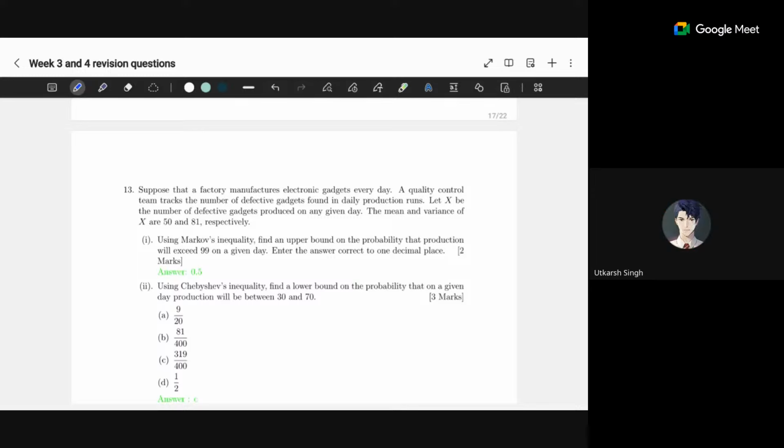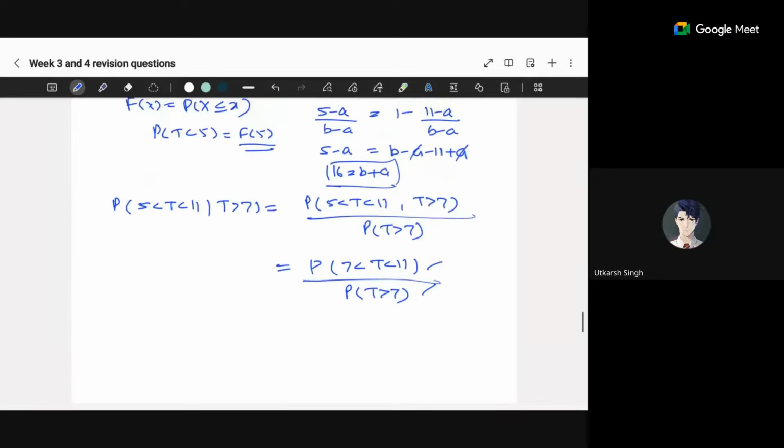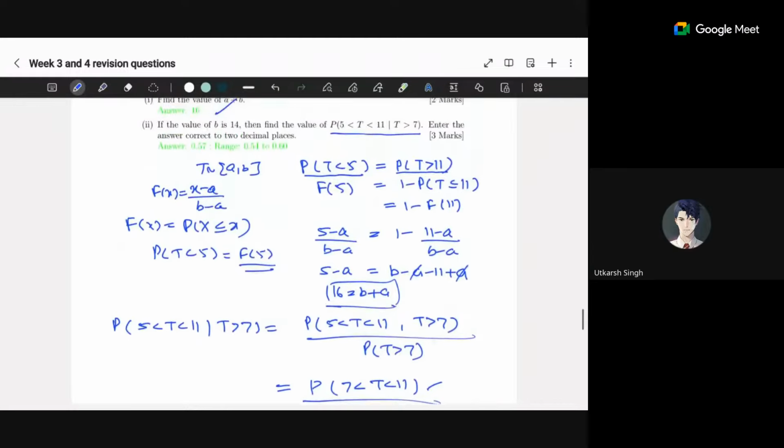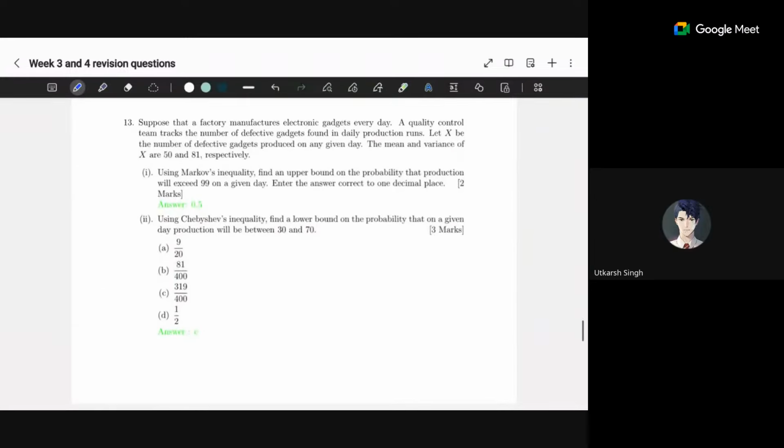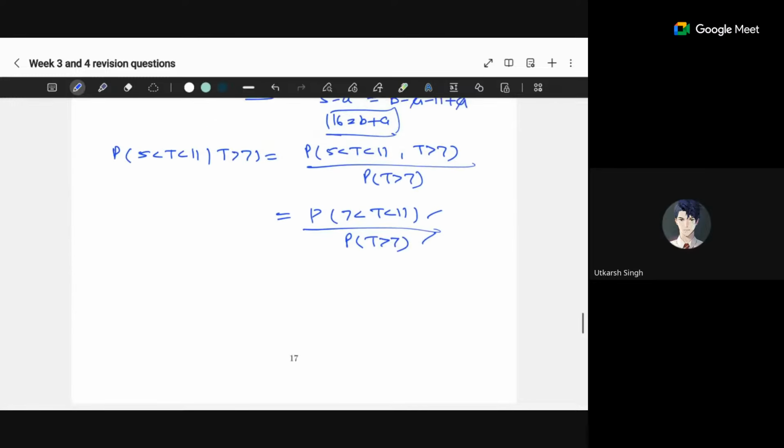Ma'am, after this, can you please solve the second part of the previous question? Sorry? Ma'am, after this question, could you please solve the second part of question number 12? Okay, you guys are still solving this question, right? Yes, ma'am. Okay, so till then I'll just solve this question.